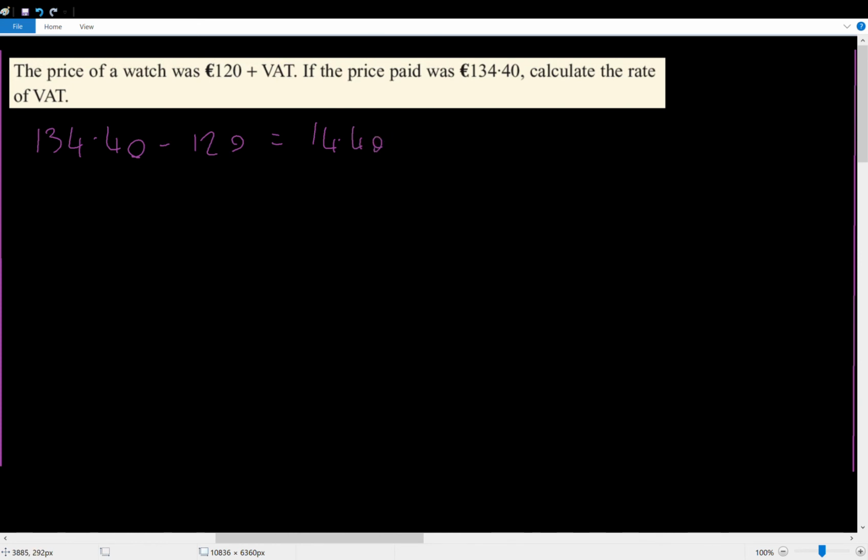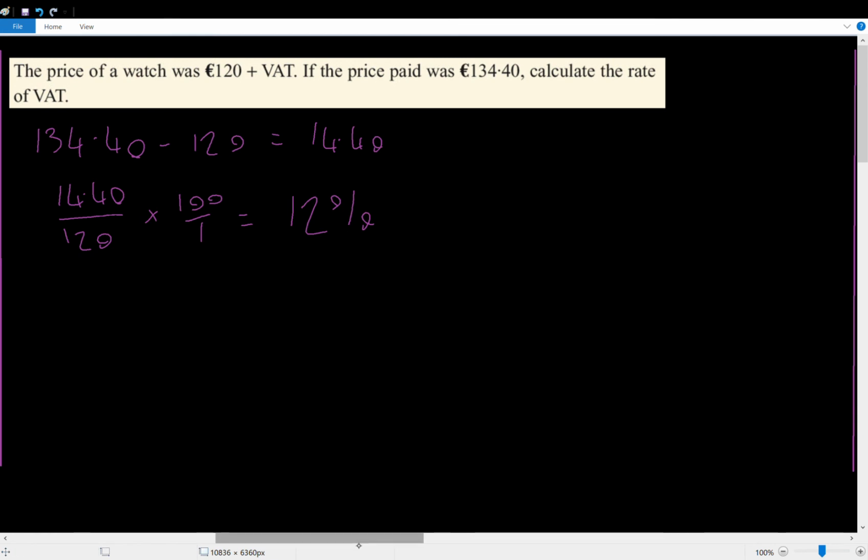Now remember that VAT itself is a percentage of our initial price. So to calculate what the percentage is, it's going to be 14.40 over 120. And then we're going to multiply that by 100 over 1 in order to get our percentage amount. And if we stick that into a calculator, we will get 12%, like that. So 12% is the rate of VAT in this particular situation.